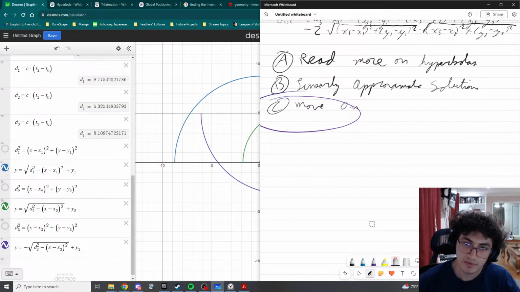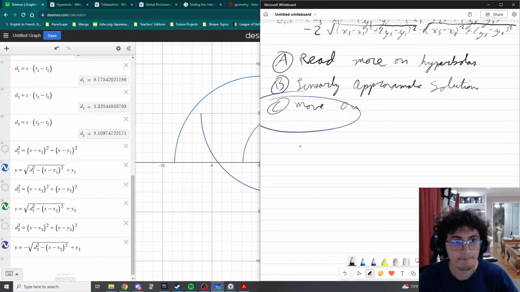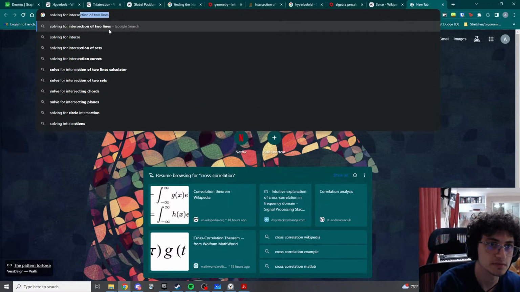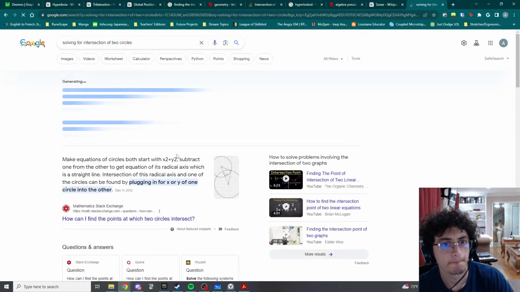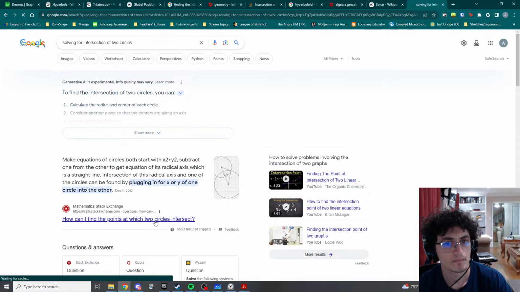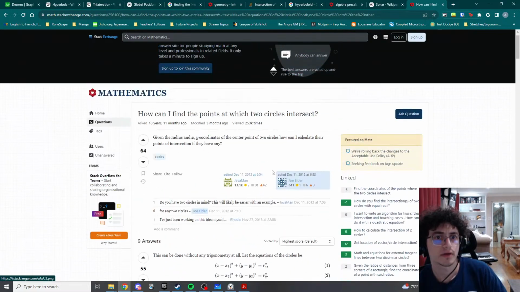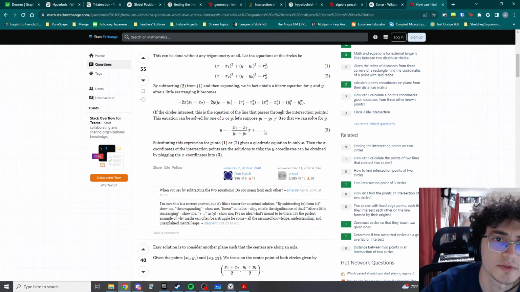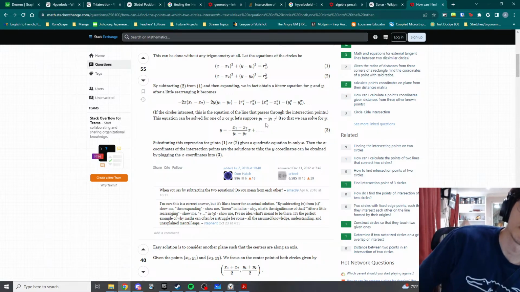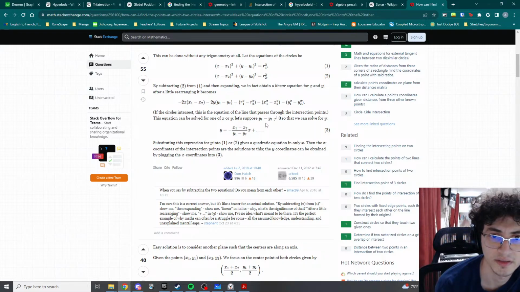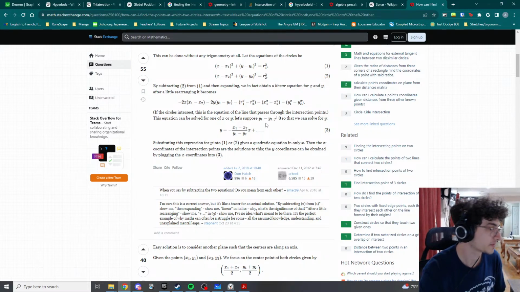Instead, let's try, I don't know. Let's see. Solving for the intersection of 2 circles. Okay. Given the radius, how can I calculate their points of intersection without any trig at all? Okay, by subtracting 2 from 1 and expanding, we get a linear equation. Oh, nice. Okay, well, I'm going to use the bathroom, and then I'm going to read this.